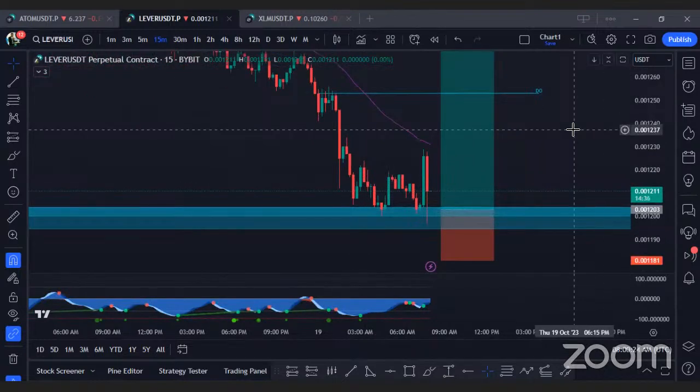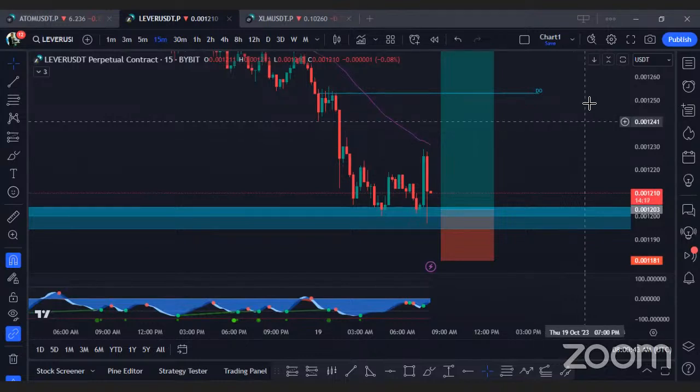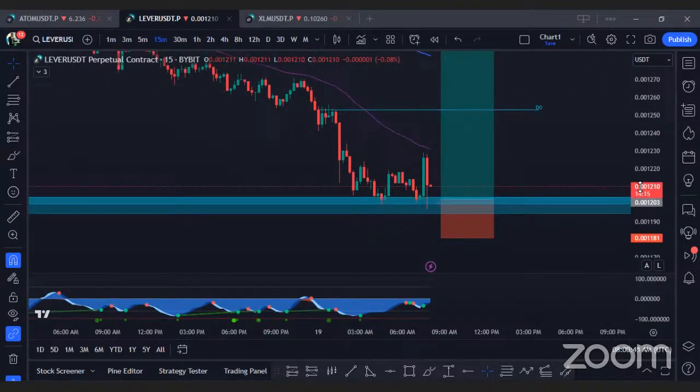Look at the next candle. Let's see what happens. I can enter with a market order, right? I can do a market order for LEVER. Let me go all in and see. No, I'll not go all in. Let me just risk a little amount.